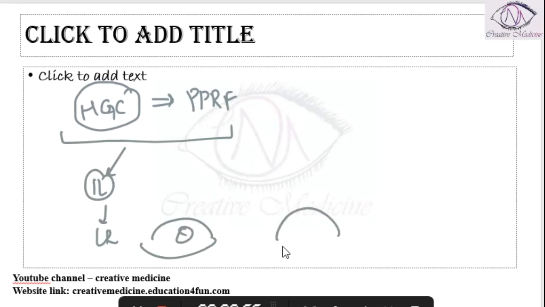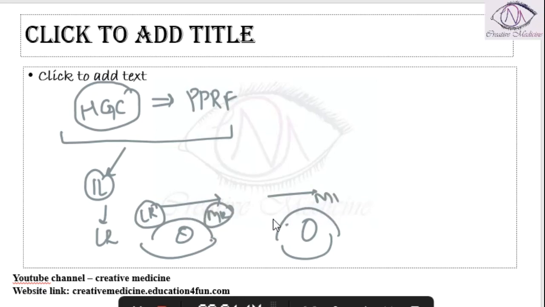So for conjugate eye movements, if the eye has to move like this, the lateral rectus has to move, and here the medial rectus has to contract, here the lateral rectus has to contract.